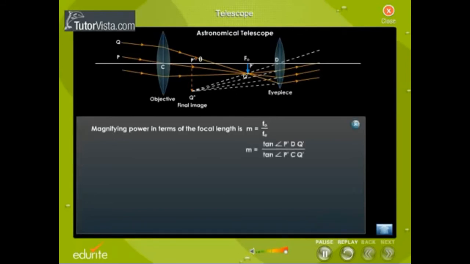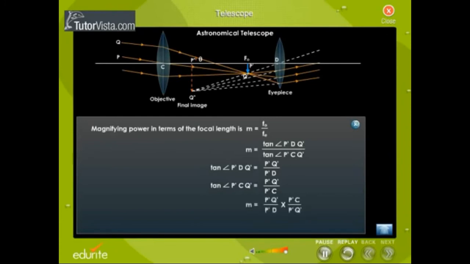Thus, magnifying power, M is equal to tan of angle P'dQ' divided by tan of angle P'cQ'. From triangle P'Q'd, tan of angle P'dQ' is equal to P'Q' by P'd. And from triangle P'cQ', tan of angle P'cQ' is equal to P'Q' by P'c.